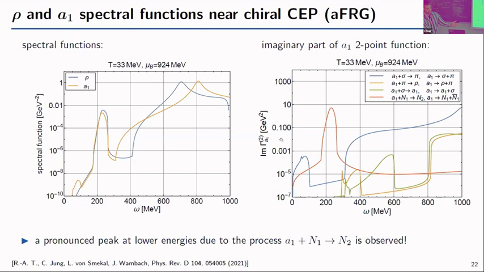We also see some other effects. For example, this blue peak here is really from a critical fluctuation. So here the A1 captures a sigma and goes into a pion. And this is possible only at the critical endpoint because there the sigma is almost massless, and so it can be captured by some A1 off-shell resonance and produce a pion, which gives rise to this peak. But this peak is actually rather lower than the nucleon resonance production peak here.